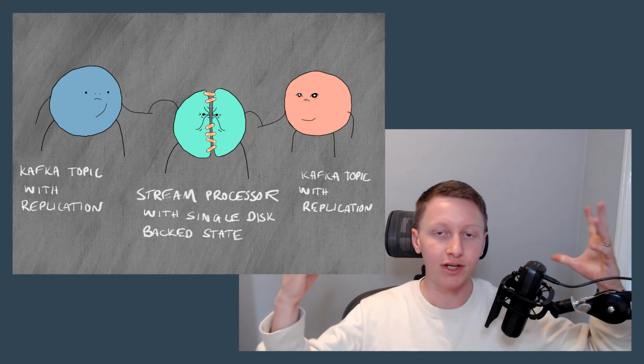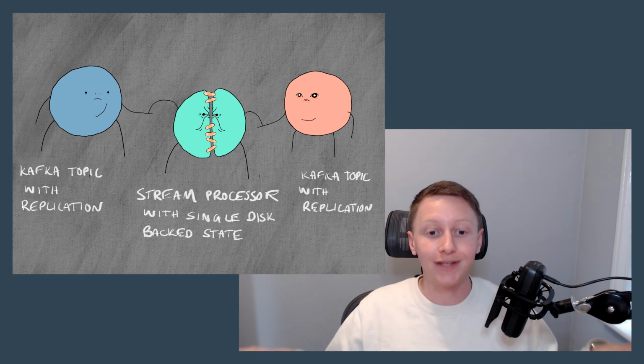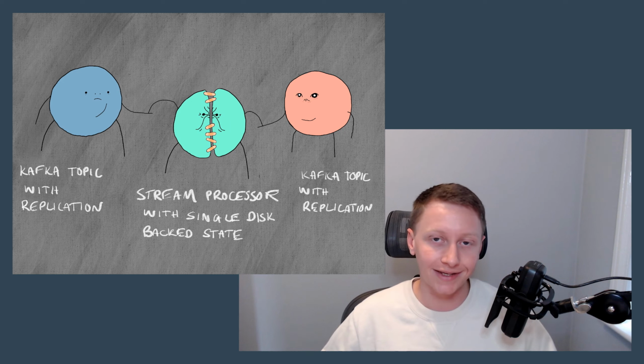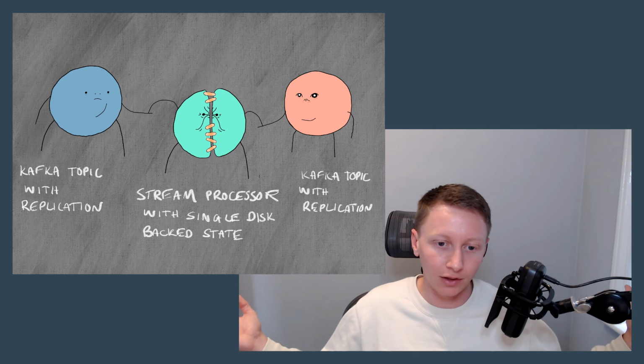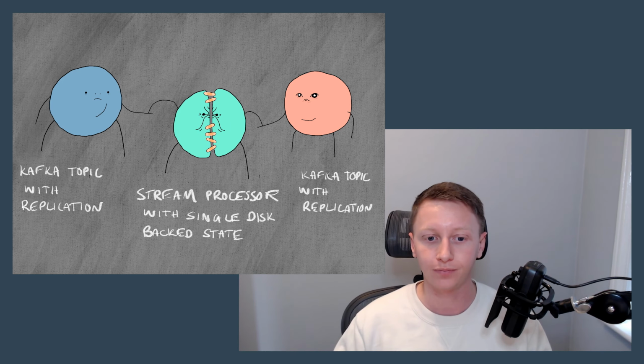We should have this image in our head of the delivery guarantee of a pipeline is only as strong as the weakest aspect of it, because that's the reality. That's where data is going to get lost. If it's going to get lost anywhere, it's going to get lost in the weakest links during these edge cases.